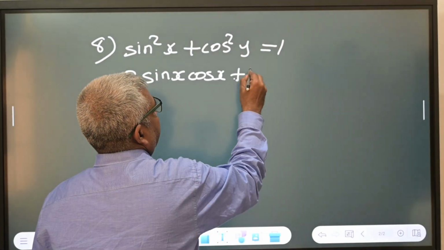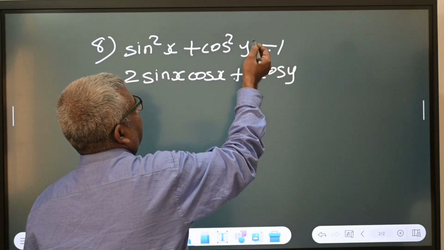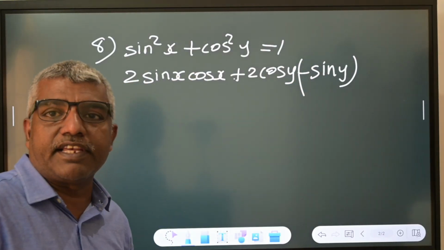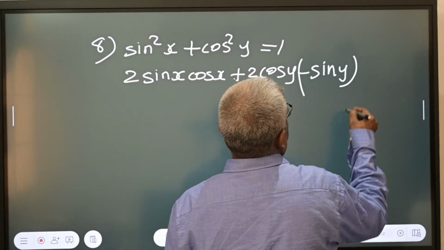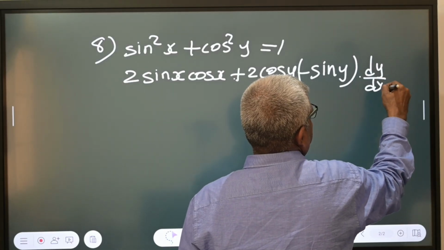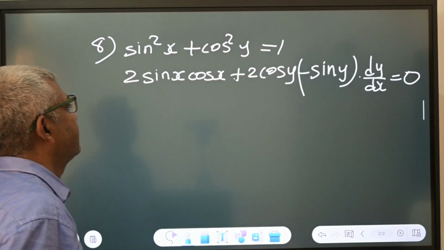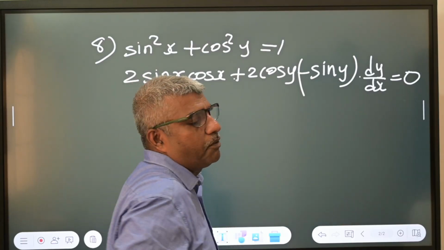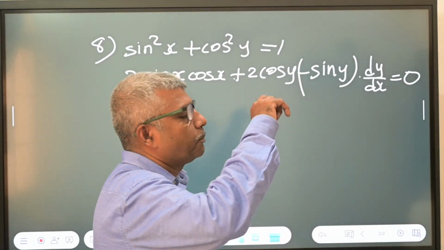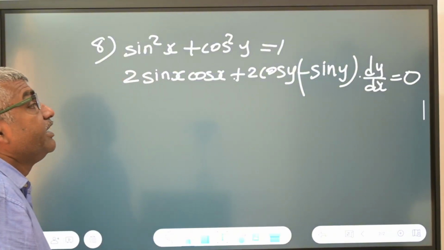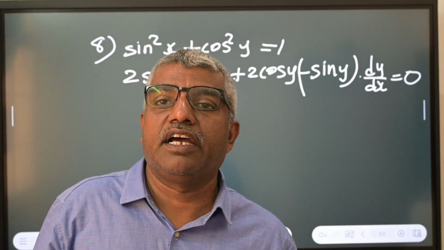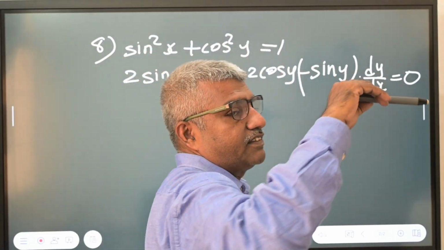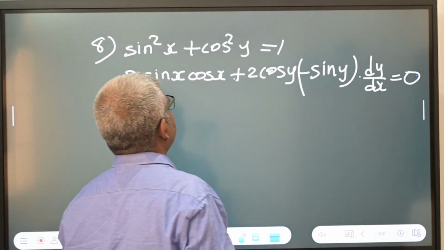Plus cos squared y. 2 cos y. Cos y if you differentiate minus sin y. Be careful, minus and sin y, put the bracket. Then y differentiate dy by dx. 1 if you differentiate it is equal to 0. Here the people will commit mistake. 2 cos y minus sin y they will put. You have to put the minus sin y in the bracket. Sometimes they are not differentiating 1, they are keeping 1. So be careful. This is also because differentiation on both sides. 1 if you differentiate it is 0.